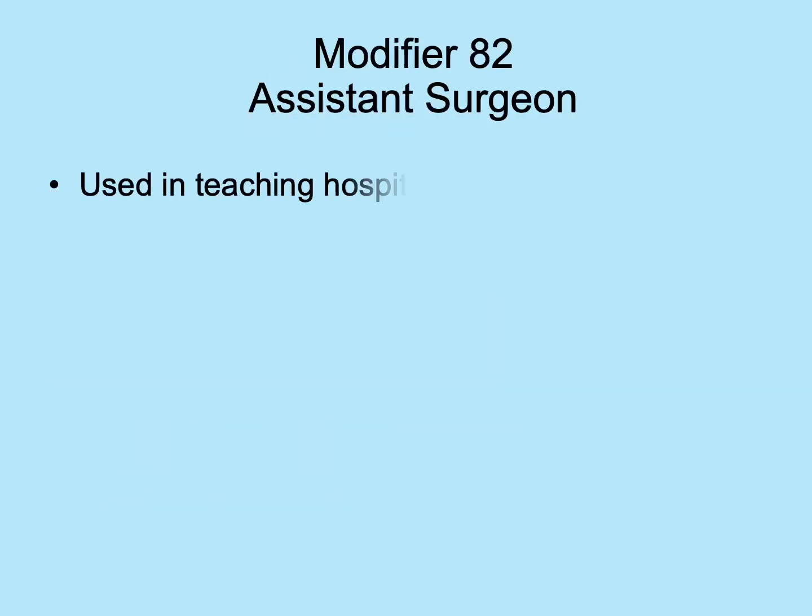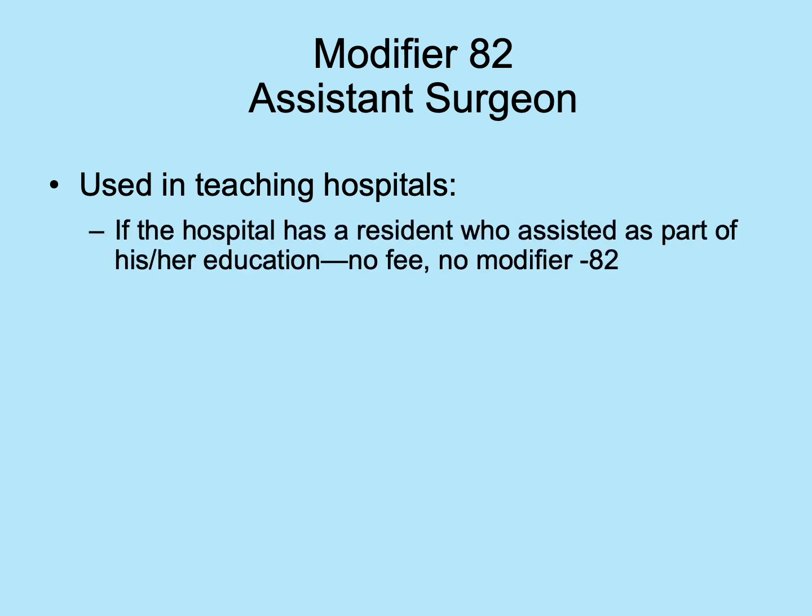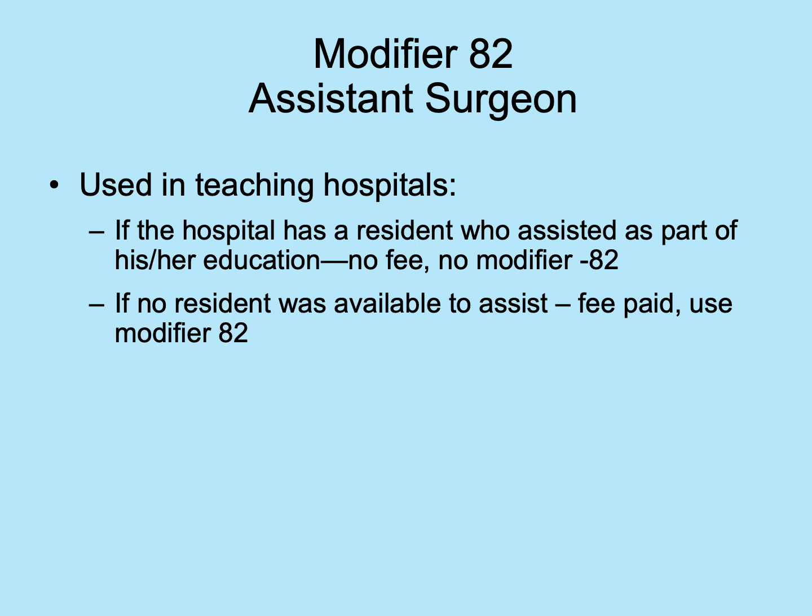So 82 assistant surgeon. This is used only in teaching hospitals. These are hospitals with medical schools associated with universities. If the hospital has a resident who assisted as part of his or her education, no fee, no modifier 82. The idea is that the assistance is part of the resident's education and therefore not reimbursed separately. That's, thank you, that's part of your education. I hope you learned something from doing this. Thank you very much. We're not paying you extra.